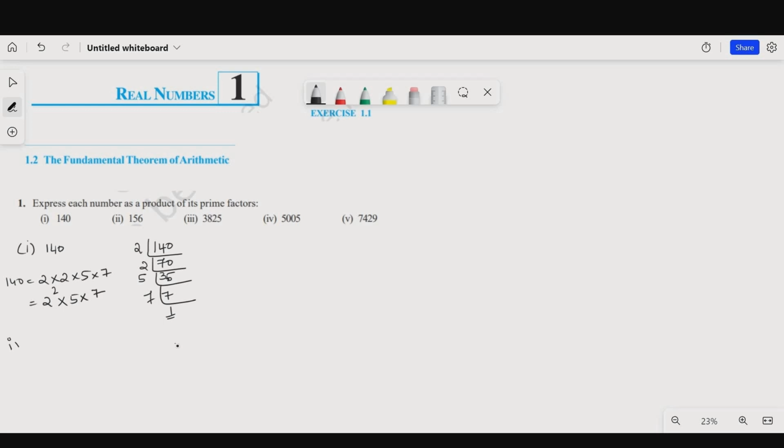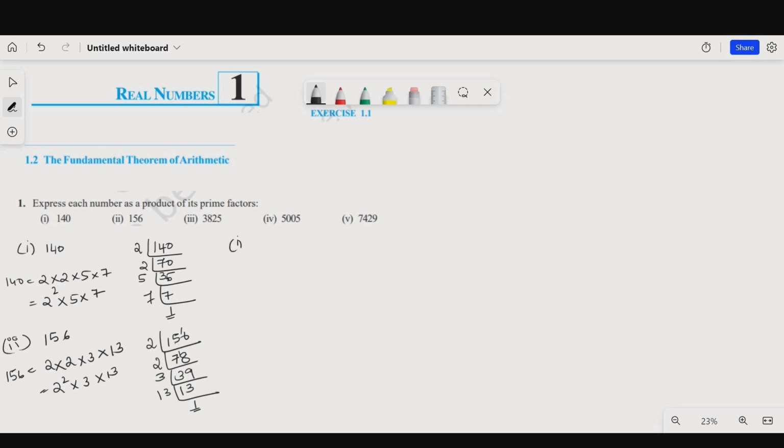Now let's look at the second problem, that is 156. The smallest prime number that can divide 156 is 2: 7 2s are 14, carry 1, 8 2s are 16, giving 78. Again 78 is divisible by 2: 3 2s are 6, carry 1, 9, giving 39. The next smallest prime number that can divide 39 is 3, giving 13. Since 13 is a prime number, it is divisible by itself. So we can write 156 as 2 into 2 into 3 into 13, that is 2 square into 3 into 13. Since 2 appears 2 times, we can write it as 2 square.